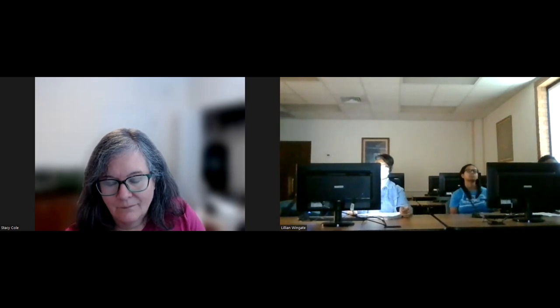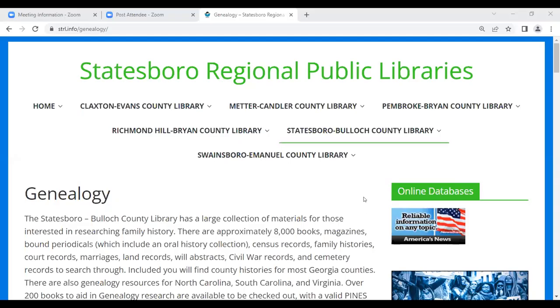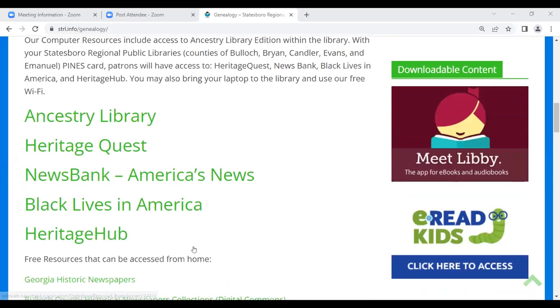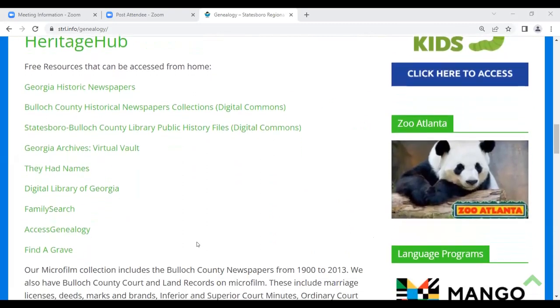I was going to show real quick, if you go to our library's website and hover over Statesboro and go to genealogy, you can find links to her website as well as many others. So we have They Had Names right here. Yes, ma'am. It's on the library's website, and these are all quick links. Family Search, which she mentioned, is on here, Digital Library of Georgia, Georgia Archives, and so forth, and local newspapers. So that's a quick way to get to the website.